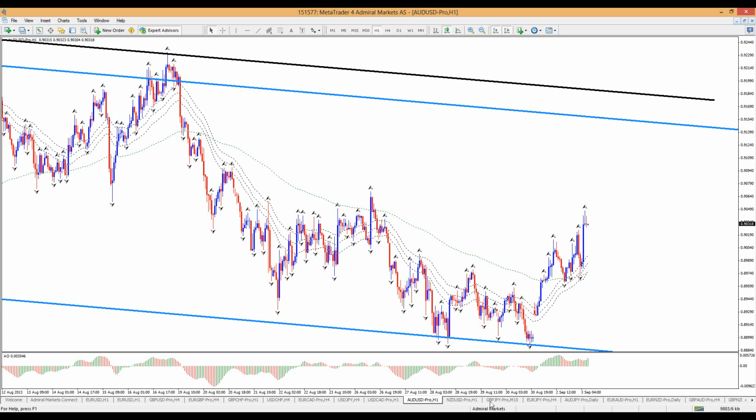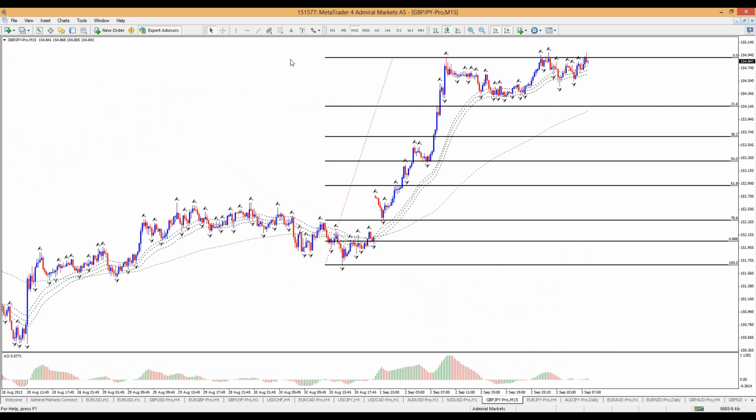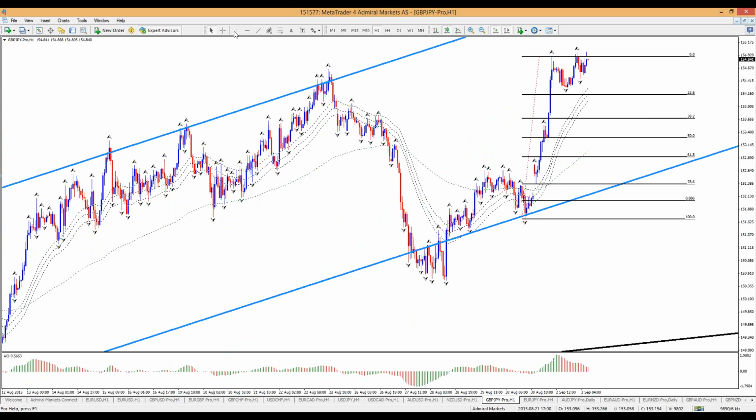Let's take a look at the pound yen, because it was quite a massive move. Let's see, it opened here. The low of this week was 152.40. And just recently it hit 155. So it's like 260 pips. It's really a lot.